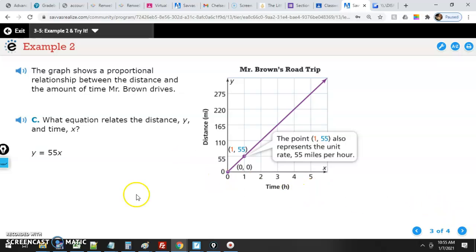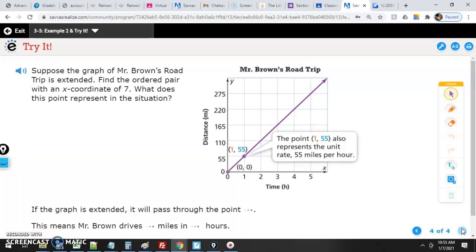Okay, and so that equation models this whole graph here, and we can use it for some interesting things, like figuring out how many miles he could go in 10 hours, which would be 55 times 10, or 550 miles. So that's kind of a powerful thing here.